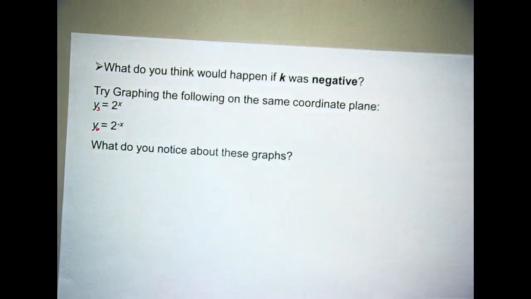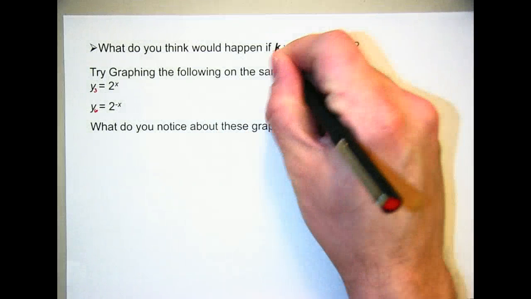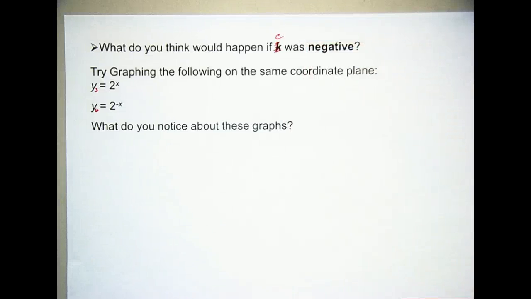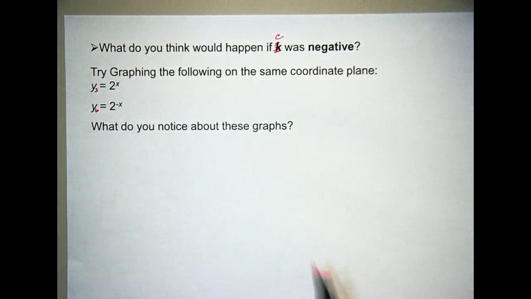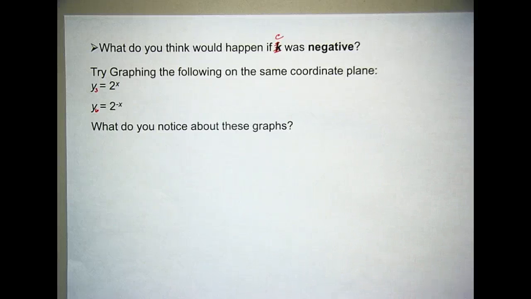Next piece. What do you think would happen if K is negative? Or not K, remember we've changed this to C. What happens if I change that C to a negative? Go ahead and make a prediction and then graph. Do not graph and then make the prediction. Then it's not a prediction any longer.